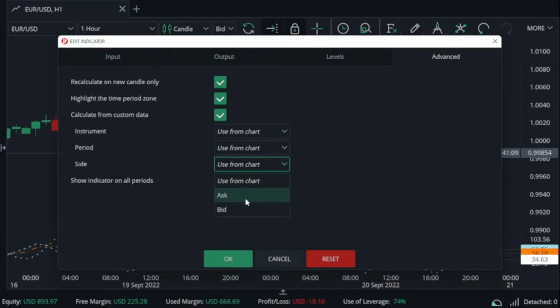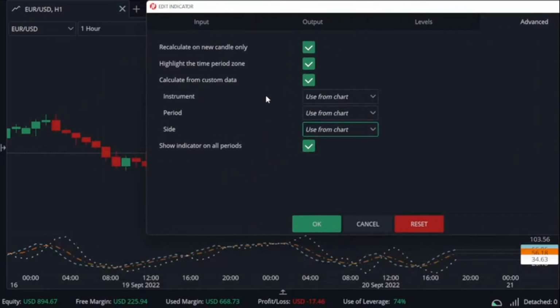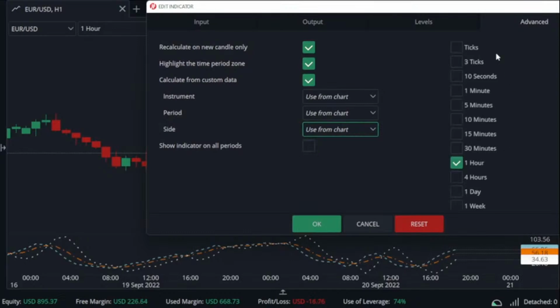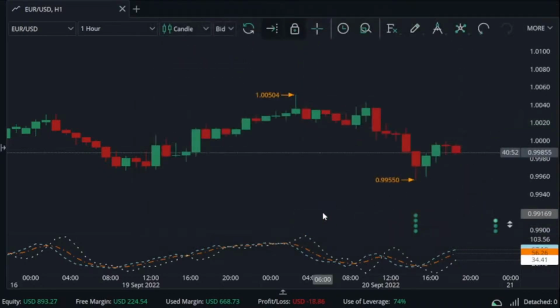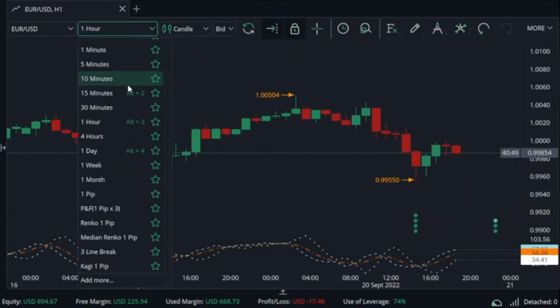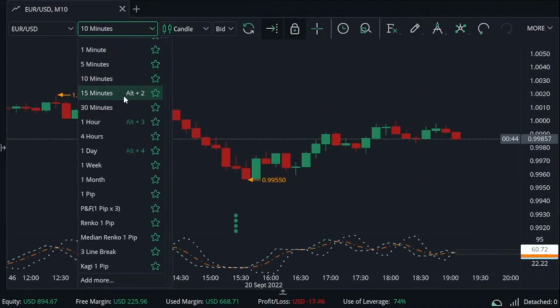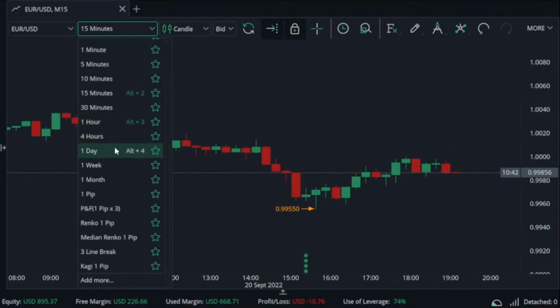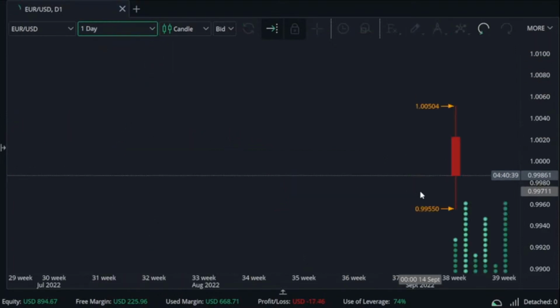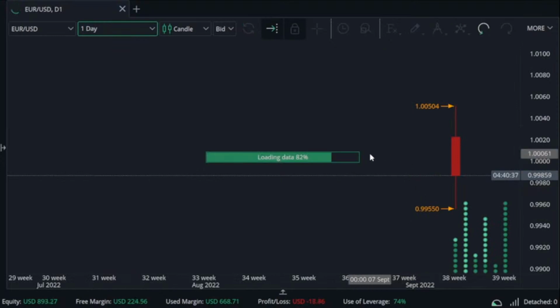The spread side can be ask or bid. There will be a slight difference in output depending on which side of the spread you are on. If you want the indicator to be available on all the candle periods, you have to opt in for this. If you have opted out of it, then you have to specify on which time frame the indicator should appear, and only on those time frames the plotting will be done. So on hourly and 10 minutes we will have the plotting of this indicator, but if we go for any other time frame, there won't be any plotting of the stochastic index. So that is one thing to keep in mind when working with this indicator.